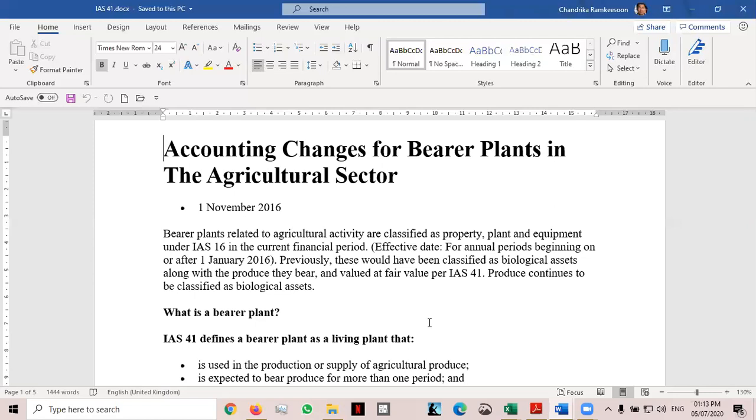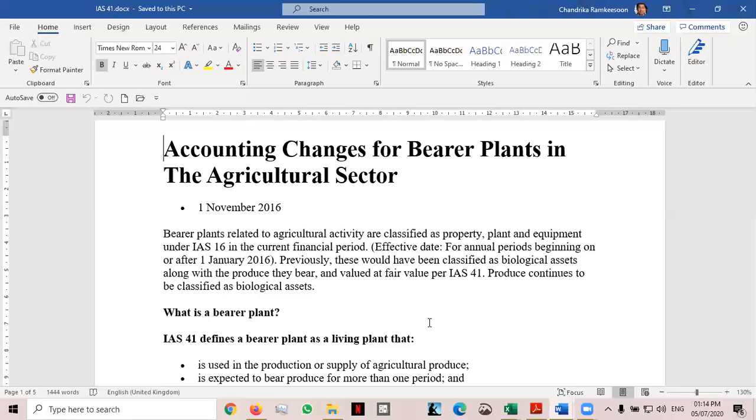Now, note what is considered though under IAS 41. Previously, these would have been classified as biological assets, that's the bearer plants, along with the produce they bear, and valued at fair value per IAS 41. Produce continues to be classified though as biological assets. The term biological assets is a very all-inclusive term, because not only does it include produce, which is the output of the bearer plant, but also livestock and so forth as well, as we will see.